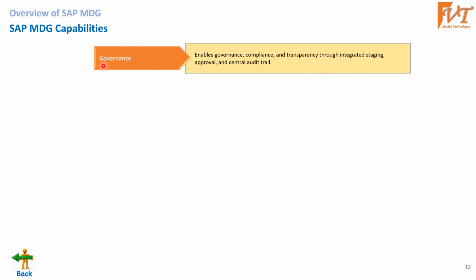So first capability is the governance. Governance, as we already discussed, mainly consists of a few rules, wherein each of the governance rules controls the quality of the master data. And that governance also includes various levels of approval for master data.